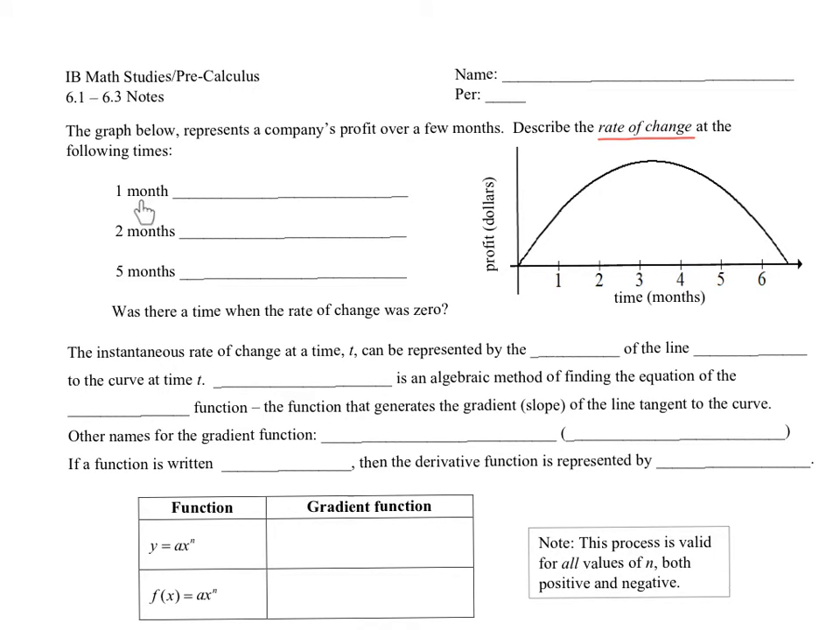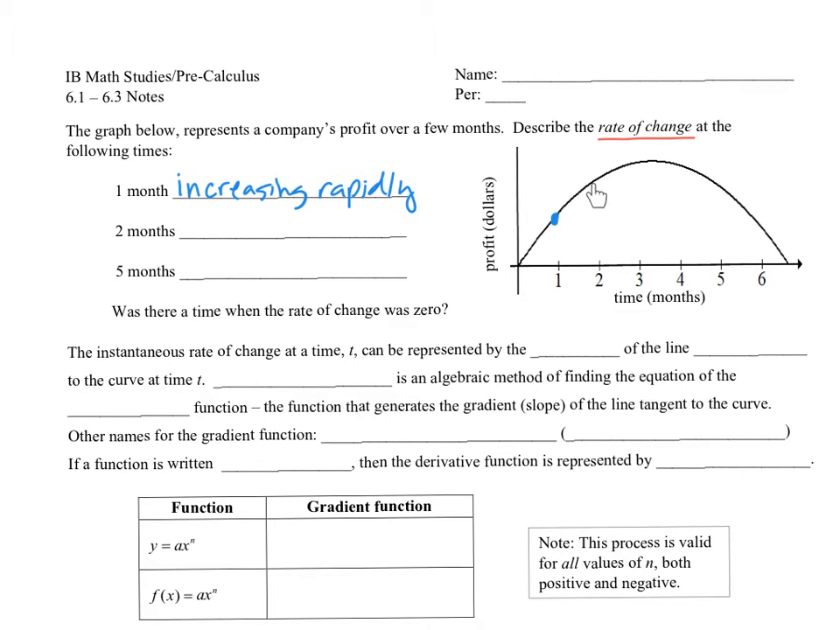So let's examine what's happening at 1 month. So at 1 month, that's right here. I think everyone agrees that at this point the company's doing pretty well. Profit is increasing, and I think we could even describe it by saying it's increasing rapidly. So we're going to say that at 1 month, profit is increasing, and we're going to say that it is increasing rapidly.